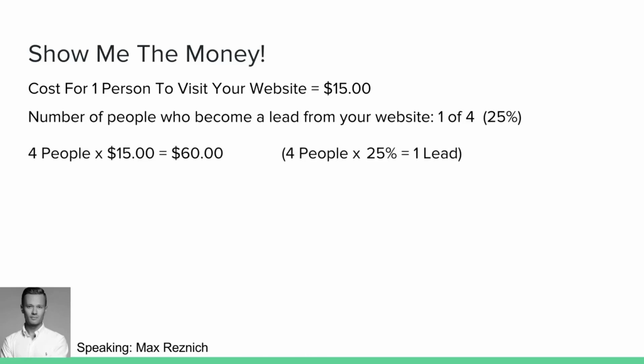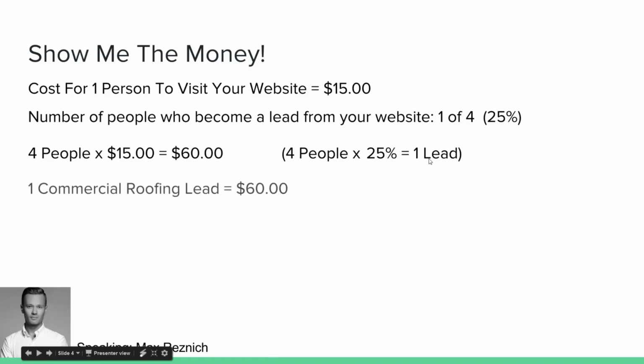And here's where the math starts. So if we look over here, it takes 4 people at about $15 per person to come in. So this is a $60 group of 4 coming in. And if 1 out of 4 convert into a lead, you basically just got yourself 1 commercial roofing lead for $60. Right? So again, these numbers are going to be different if your website is really not following the rules.